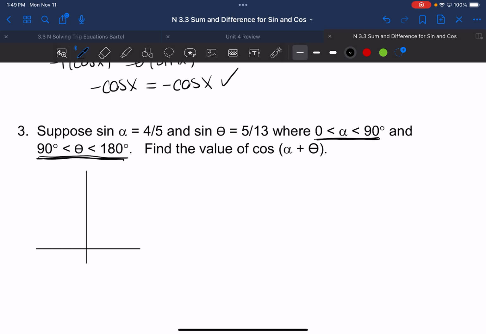Okay, so which one is in quadrant 1? Alpha, right? Alpha is the one between 0 and 90, okay? And that was this one right here, okay? And we said the ratio for sine is y over r, right? So this must be the y, and this must be the r. Okay, so then I can draw myself a triangle.